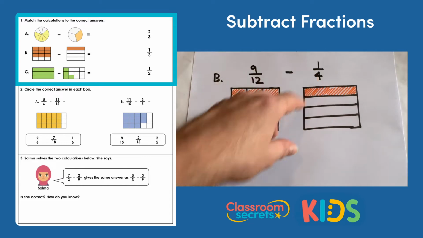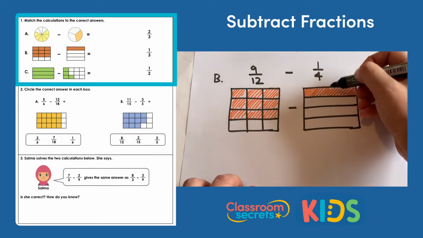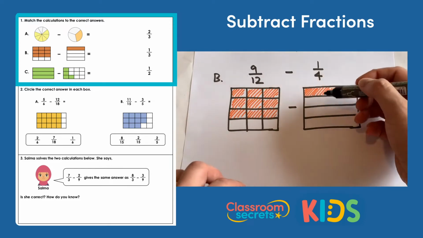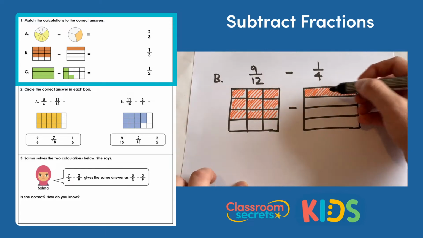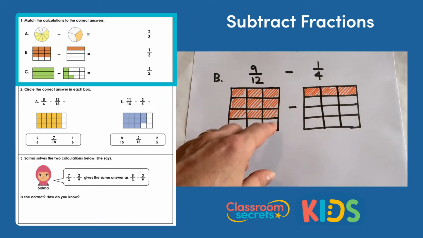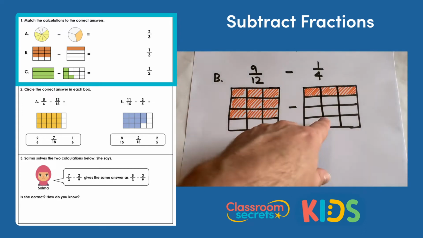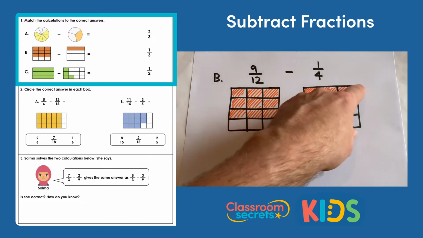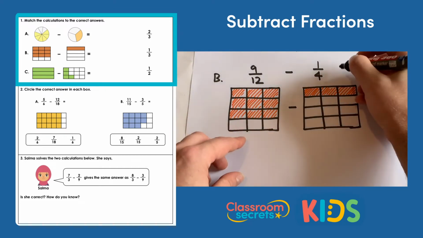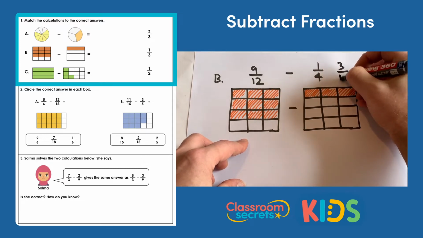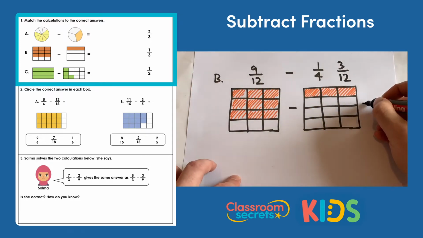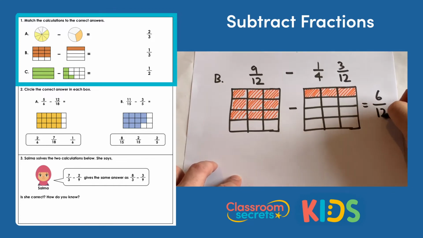12 is a multiple of 4, which means we can split each of these quarters into 3, so multiplying the denominator and the numerator by 3, and we'll convert that to 12ths. So if we split each of these quarters, or these fourths, into 3, we've now got 12ths in both diagrams, and we can see that the 1/4 that was there before is now 3/12. It's equivalent to 3/12. So we're doing 9/12, take away 3/12, and that would leave us with 6/12.